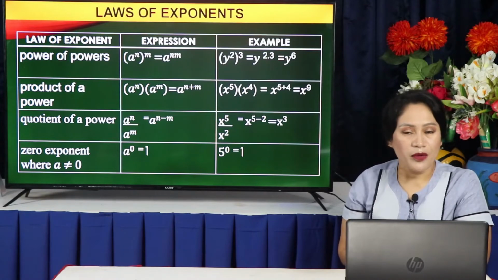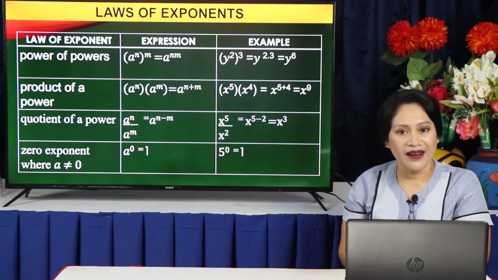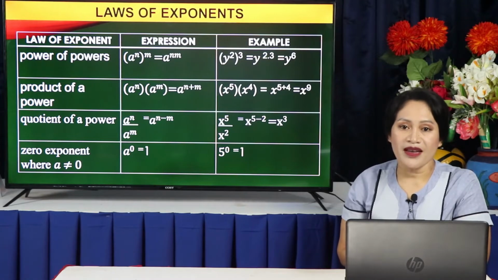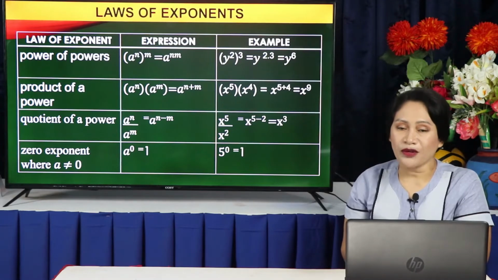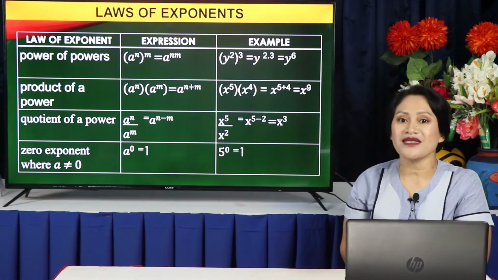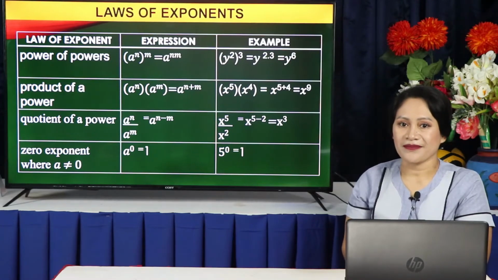Number 1, we call it power of powers, which expression is a to the power of n raised to the power of m, which is equal to a to the power of n times m. Example, y squared raised to the power of 3 equals y to the power of 2 times 3, which is finally y to the power of 6.